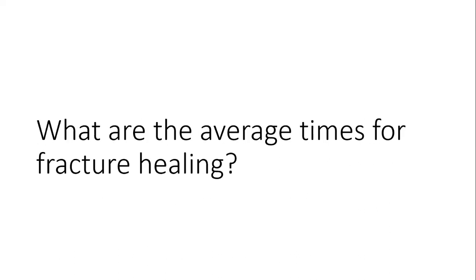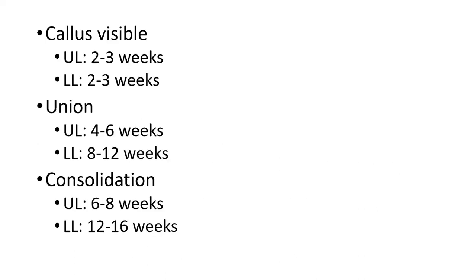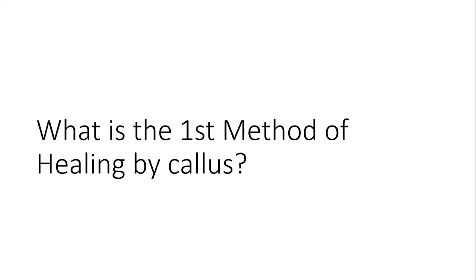So what is the average time for fracture healing? Usually, a callus is visible in 2 to 3 weeks in the upper limb, the same with the lower limb. For union, the upper limb takes between 4 to 6 weeks and the lower limb 8 to 12 weeks. And with the presence of consolidation, the upper limb takes 6 to 8 weeks and the lower limb 12 to 16 weeks.